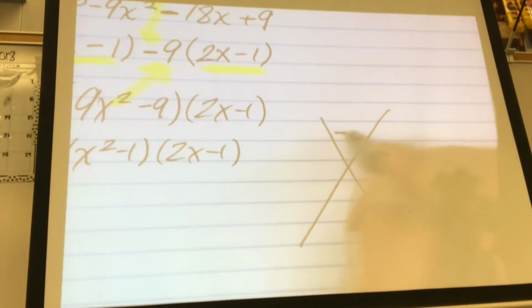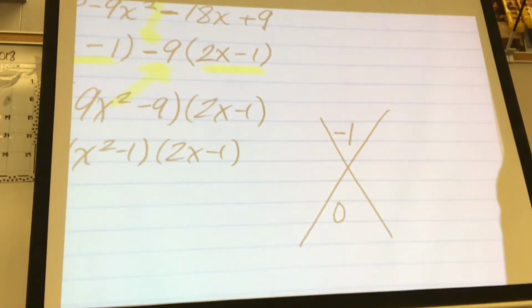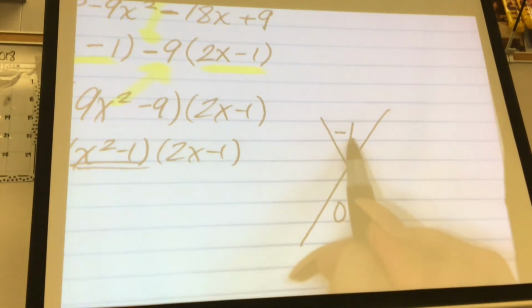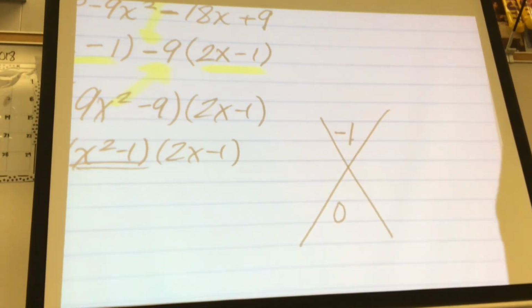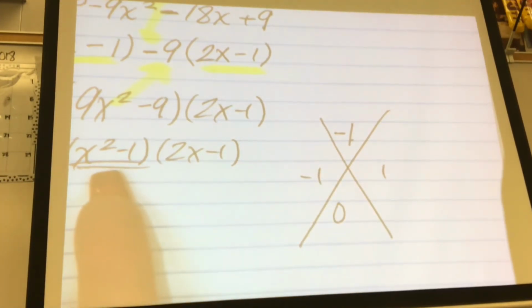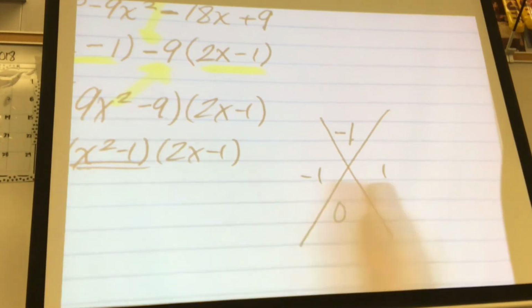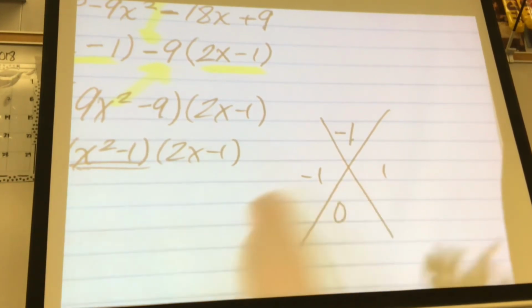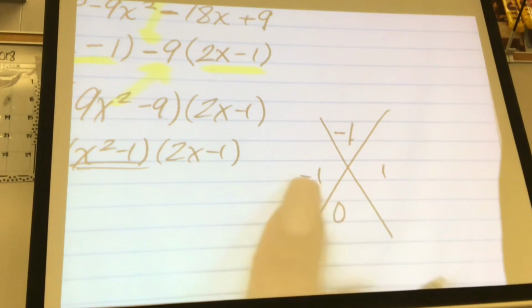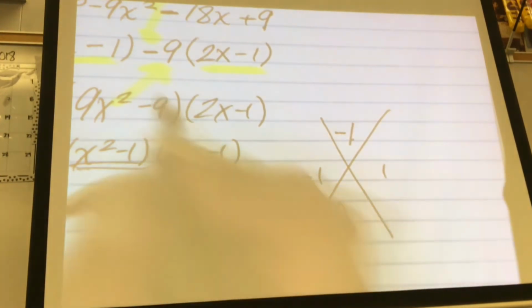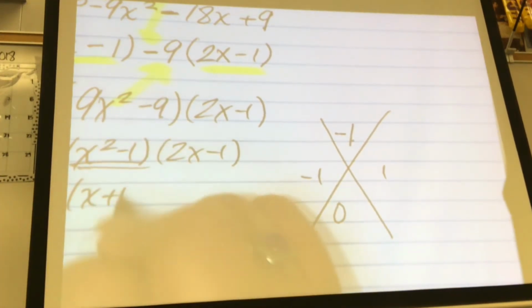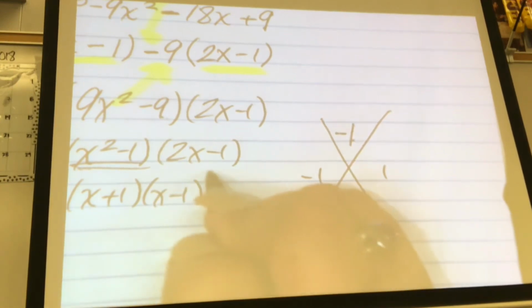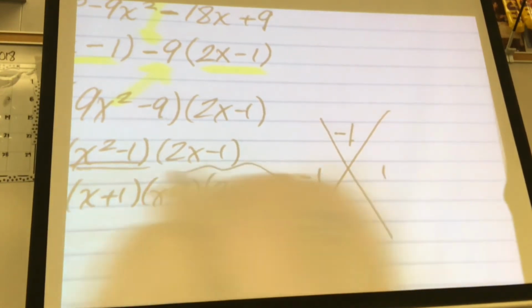All right, so this is what I need to show you. Is there a number, two numbers that multiply to negative 1 to add to 0? That's how you factor x squared minus 1. What two numbers multiply to negative 1 but add to 0? Negative 1 and 1. So can you factor x squared minus 1? Yes. What is it? What are the two factors? So it's 9 times x plus 1, x minus 1, and then you bring down that 2x minus 1.